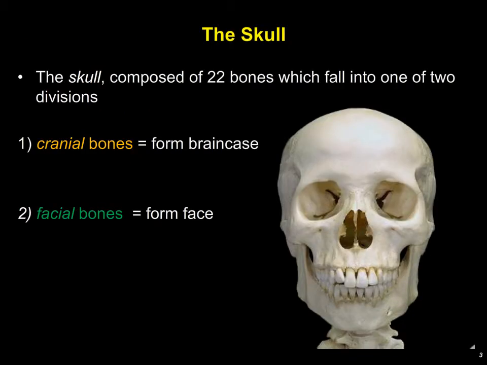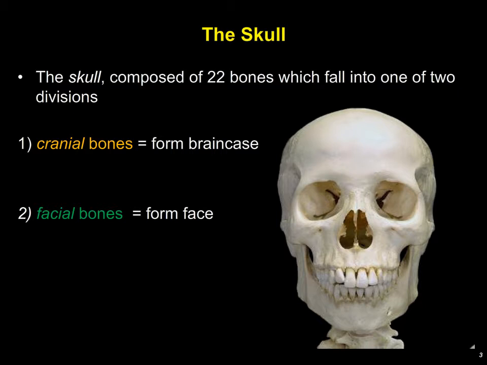attachment. So at the very top of the axial skeleton, of course, we have the largest group of bones, which is the skull. The skull is composed of 22 bones which fall into one of two divisions. The cranial bones, which form the brain case, and the facial bones, which, as the name implies, form the face. Now these bones tend to be very different in their structure and also in their size. The bones of the brain case, that is the cranial bones, tend to be fairly thick. Even though they're flat bones, they tend to be fairly thick and impervious because the job of these bones is, of course, to protect the brain.